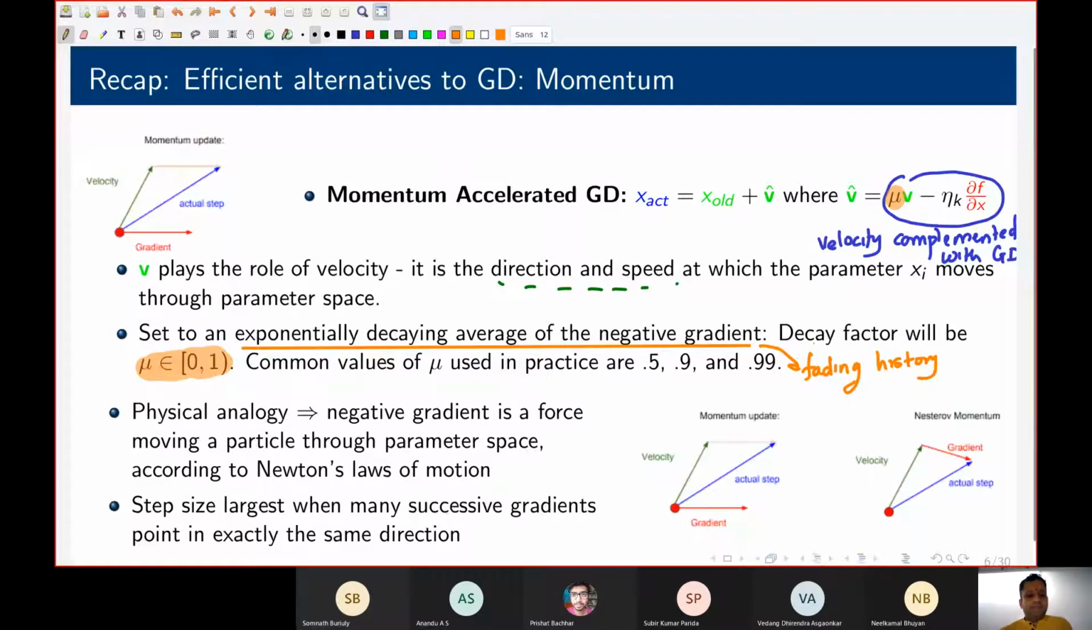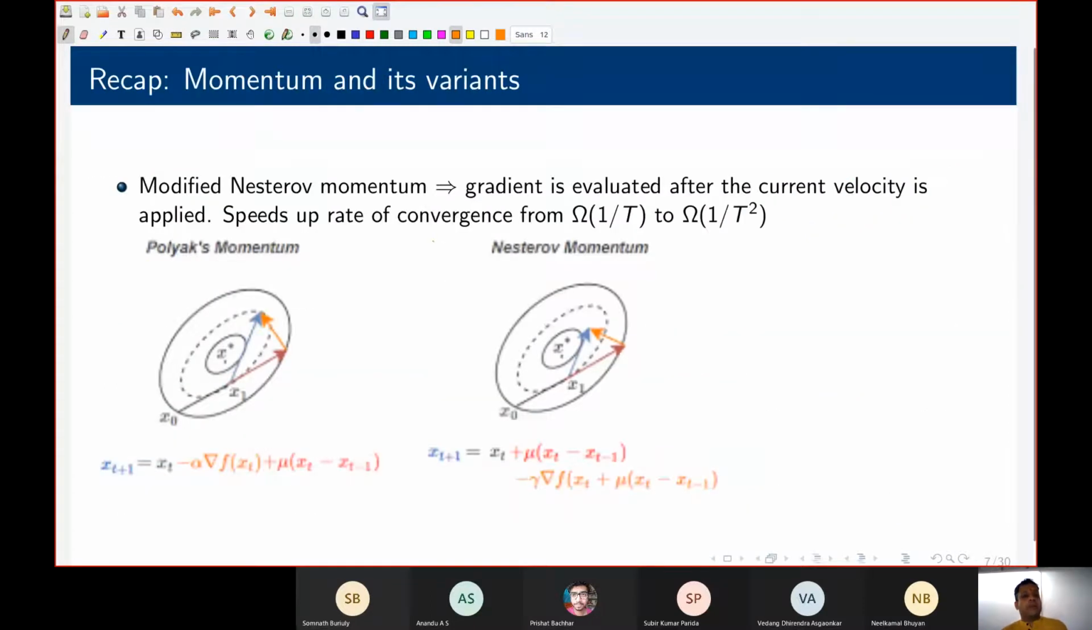This is again a recap, and it is important. Then we found that two alternatives are possible. One is a momentum computed based on the previous iterate. So where are you going to compute the gradient? That's the question. Will you compute the gradient after the velocity update or before the velocity update?